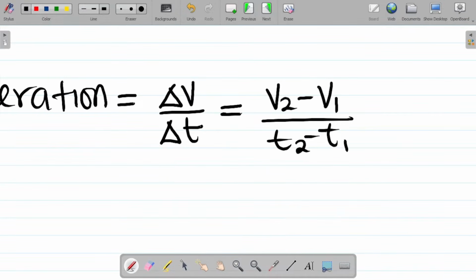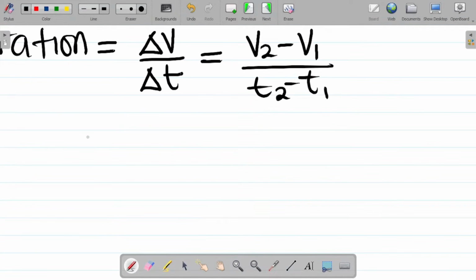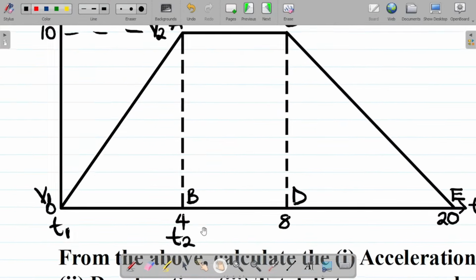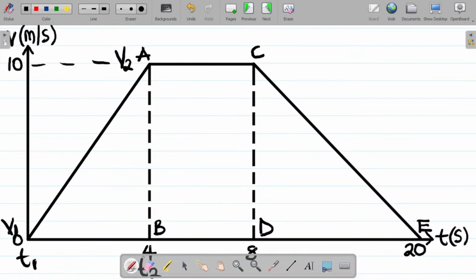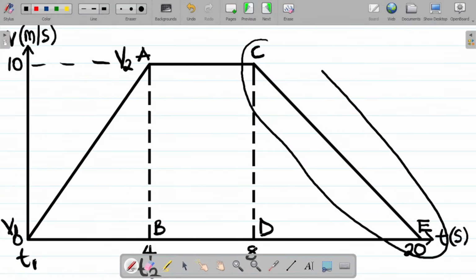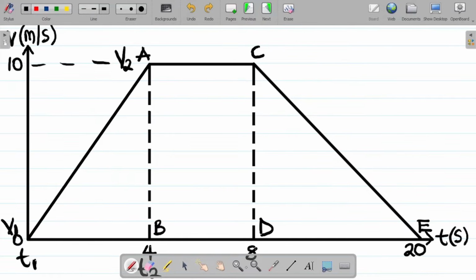Let's pick out these values from our graph sheet. The first thing we have to do is to identify where exactly we have deceleration in this diagram. From our diagram here, you can see that deceleration occurs between C and E. So this is the point where deceleration occurs. Deceleration actually starts from this point here, so this becomes your initial V1 and T1, and then it ends at this point here. So this becomes your final V2 and T2.